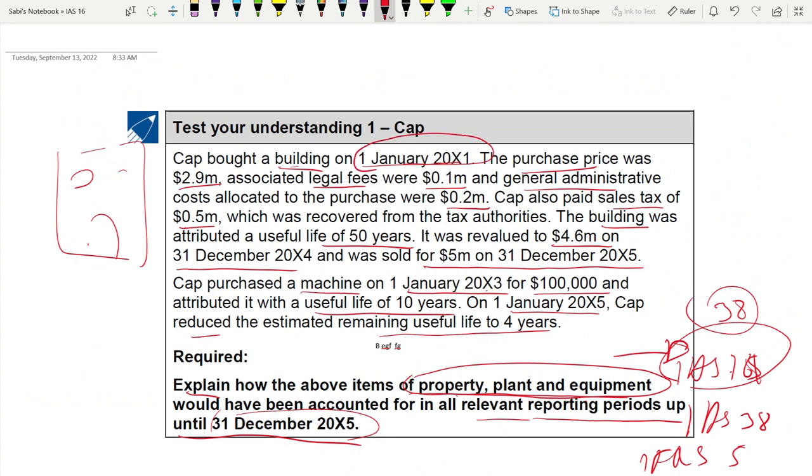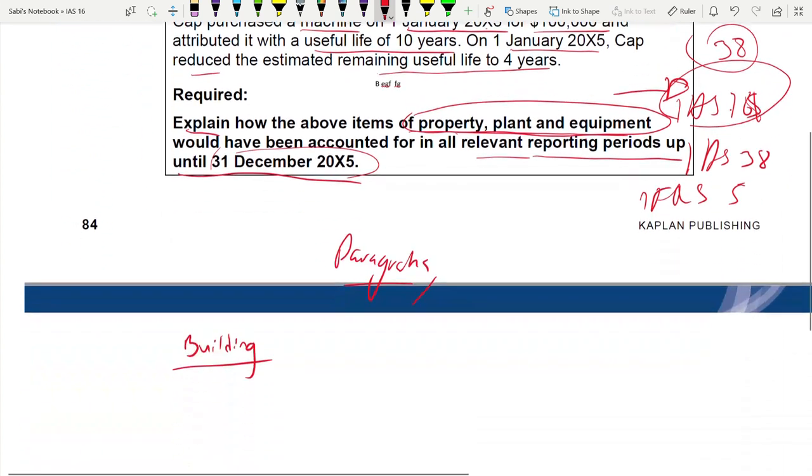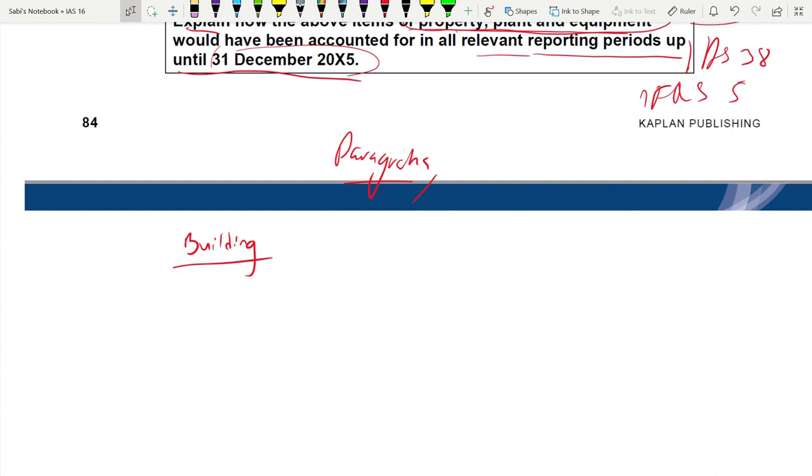The date matters a lot, because dates here, especially in this question, matter a lot. You have to write it for multiple years: 1st of Jan 2001, 1st of Jan 2002, 1st of Jan 2003, 1st of Jan 2004, 1st of Jan 2005. For how many years? 2001, 2, 3, 4, 5, five years. So the building would be recognized. You can fill in the sentences.